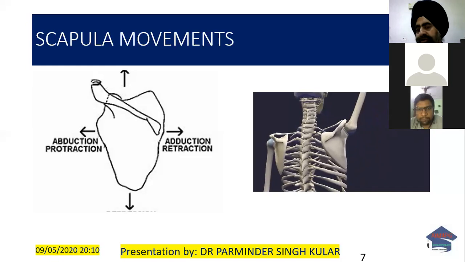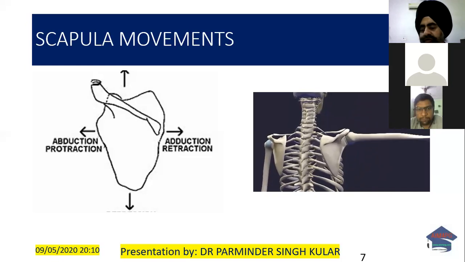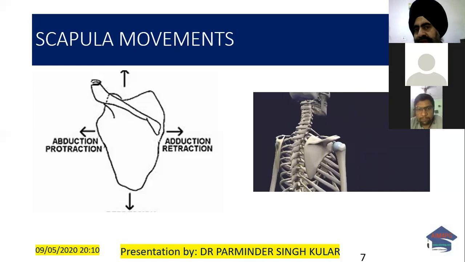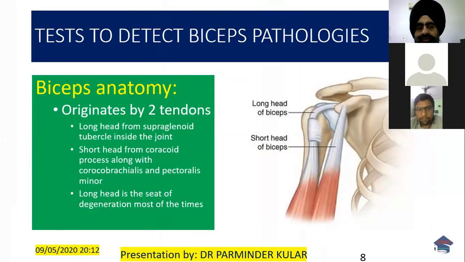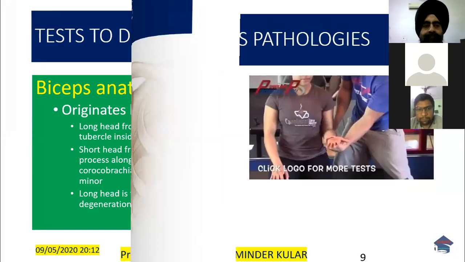The glenohumeral joint should be free for the shoulder to have a full painless range of movement. Coming to the next slide, this is the brief anatomy of the biceps. It originates by two tendons: the long head from the supraglenoid tubercle inside the joint, and the short head from the coracoid process with coracobrachialis and pectoralis major. The long head is the seat of degeneration most of the time. So bicipital tendinitis is again an important pathology of the shoulder joint.